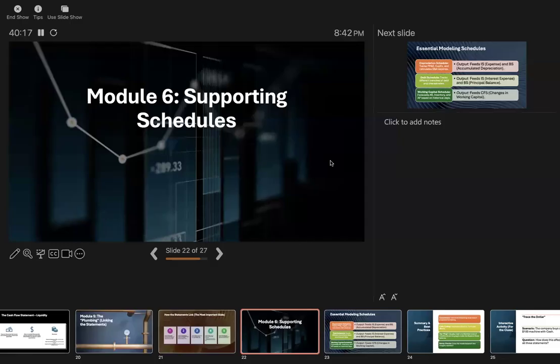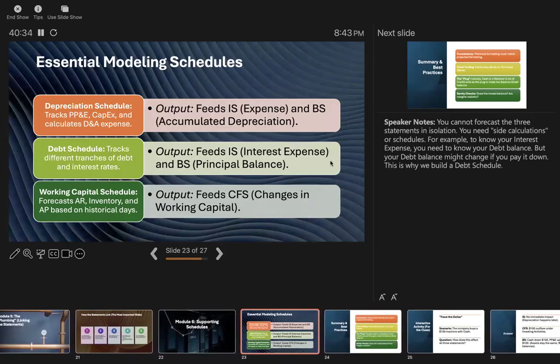So when you develop these models, you will also need to create some schedules, or supporting schedules. Under this, you have depreciation schedules. It will track your property, plant, and equipment, capex, and calculate the depreciation and amortization expense. You have the debt schedule, which tracks different tranches of debt and interest rates. We'll be going into this in detail. You have your working capital schedule, forecasting accounts receivable, inventory, and accounts payable based on historical days. That is where you deal with what we call working capital engineering.